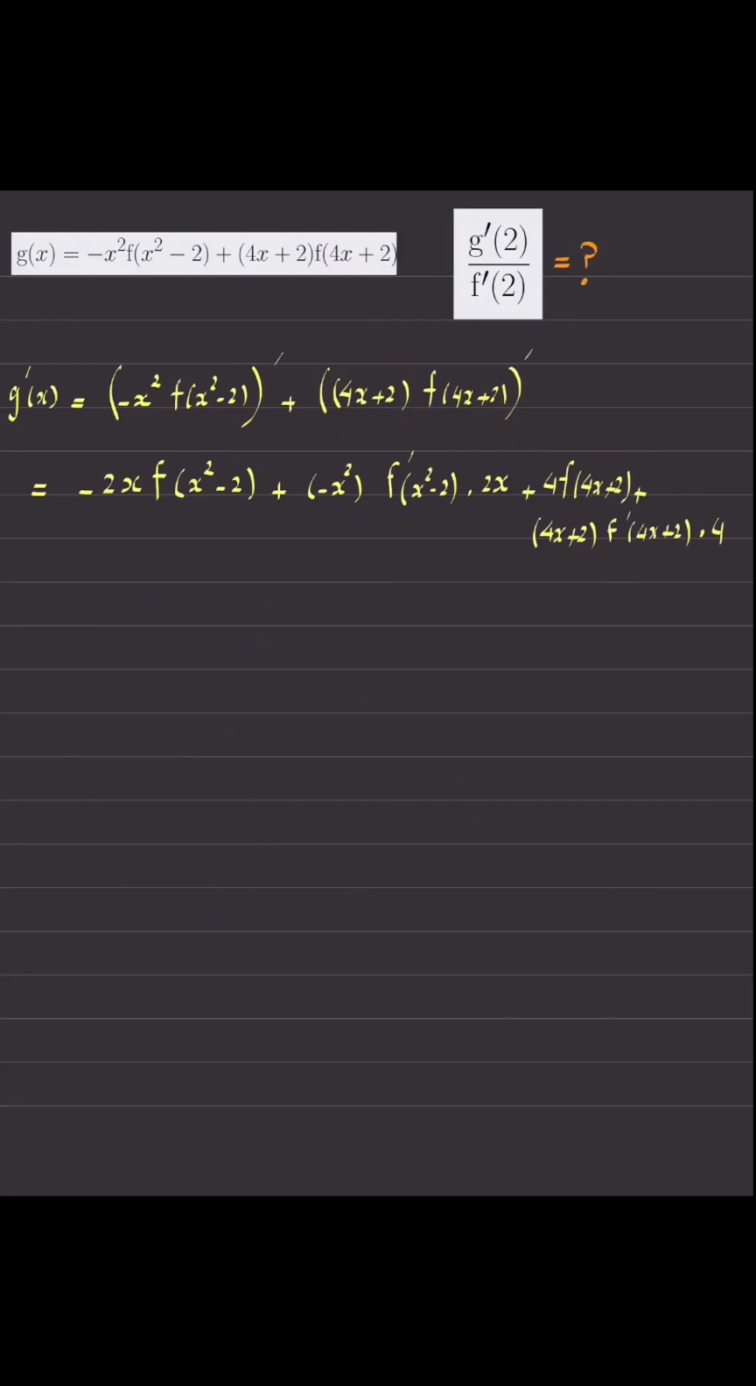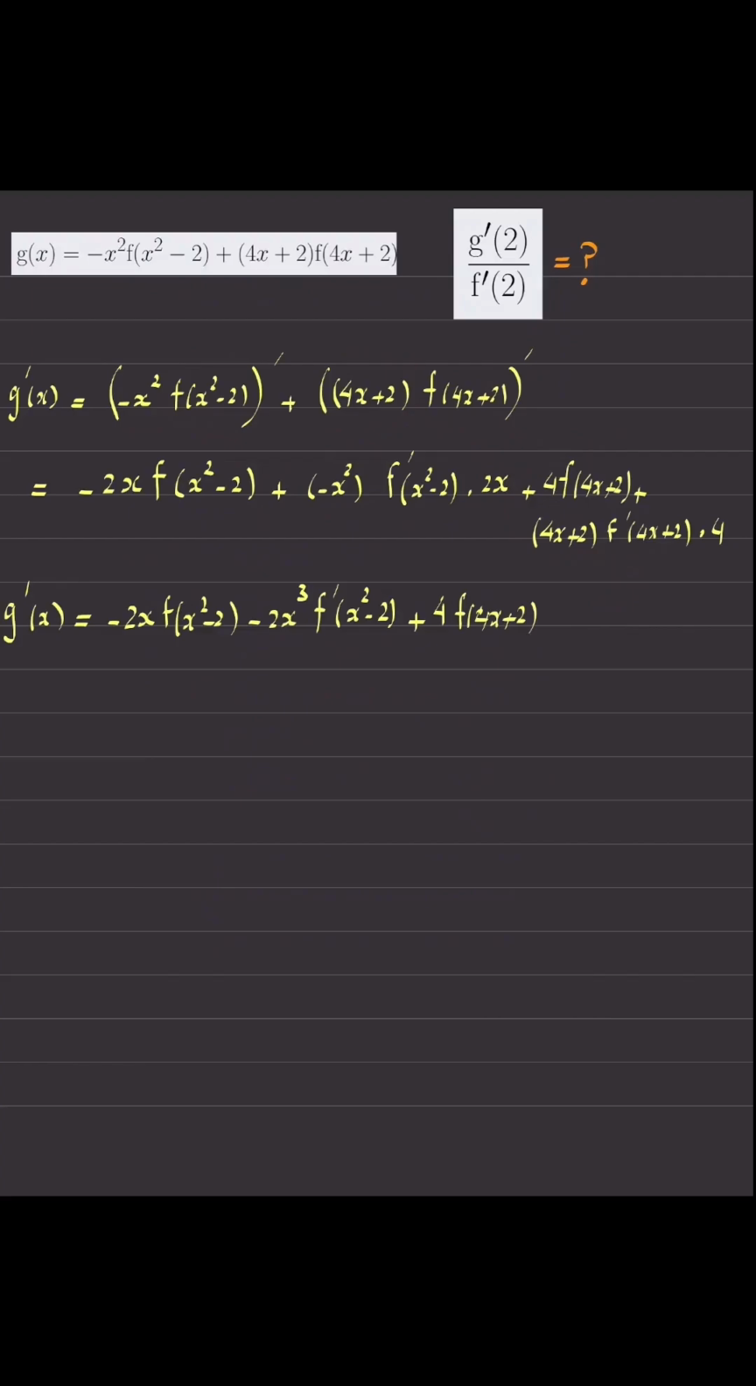So let us write this in a little bit simpler way first. So g prime of x becomes equal to, the first one I just copy and paste. There is nothing I can do here. Sorry, there is no prime here. f of x squared minus 2. But the next one, I have a 2x here and a minus x squared here, so it becomes minus 2x cubed. And then I have f prime of x squared minus 2. And then the next one, there is nothing I can do, so it is just 4f of 4x plus 2.